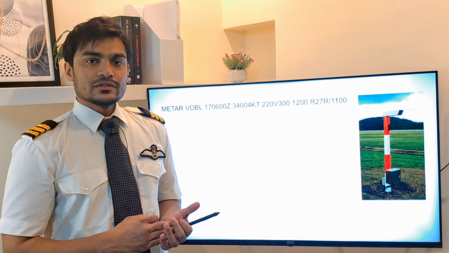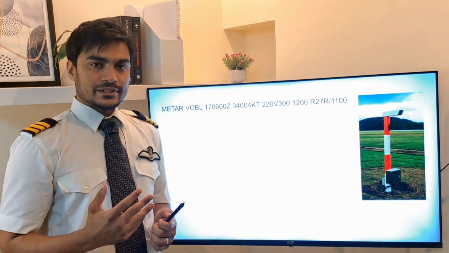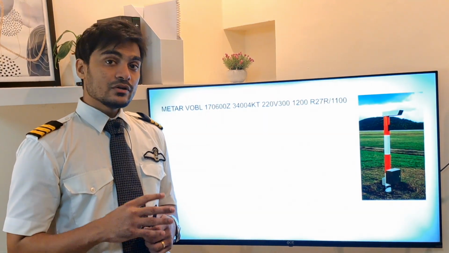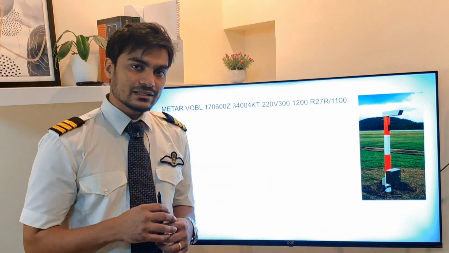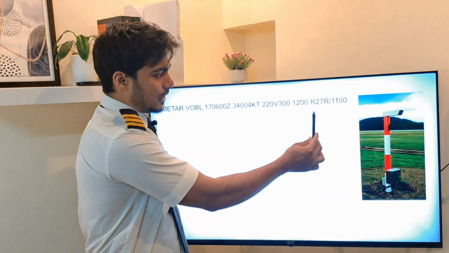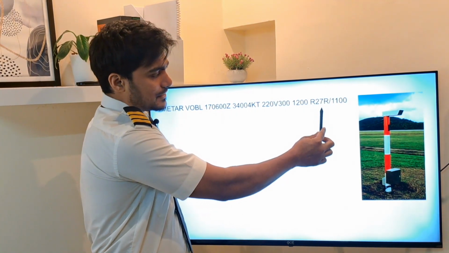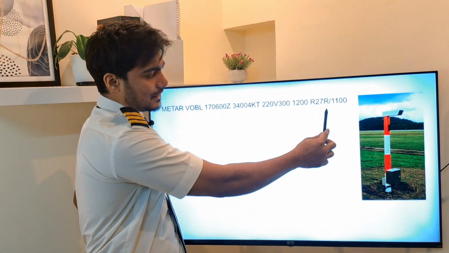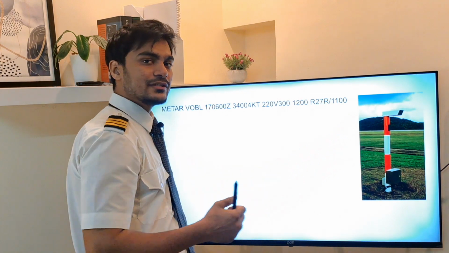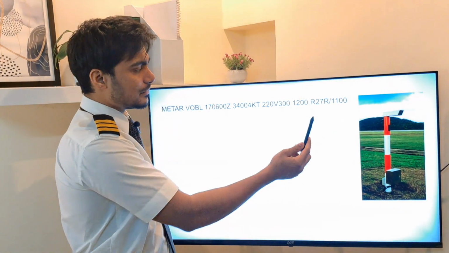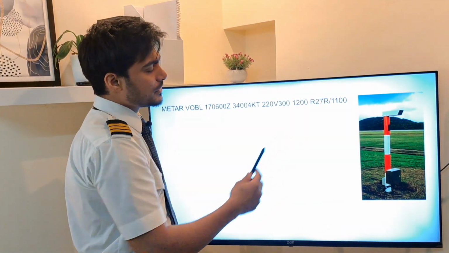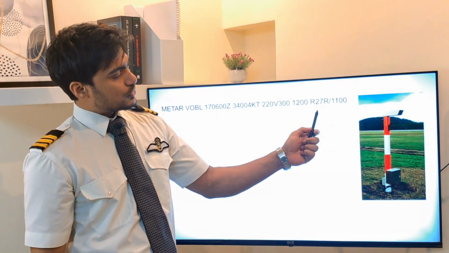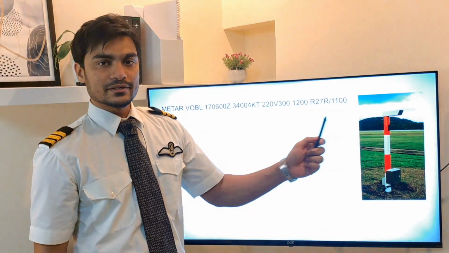Okay, so next part of the METAR we have runway visual range, that is RVR. Your RVR is always provided whenever the horizontal visibility drops below 1500 meters. It is always denoted in a METAR by the letter R. So here we have RVR. The next part of the message is the runway in use. So RVR for runway 27 right, or it would be left. If there is no left and right runway, it would directly be runway 27. So RVR for runway 27 right is 1100 meters.